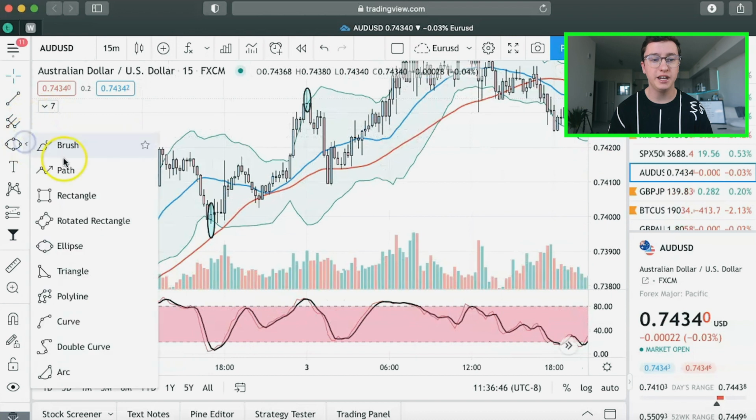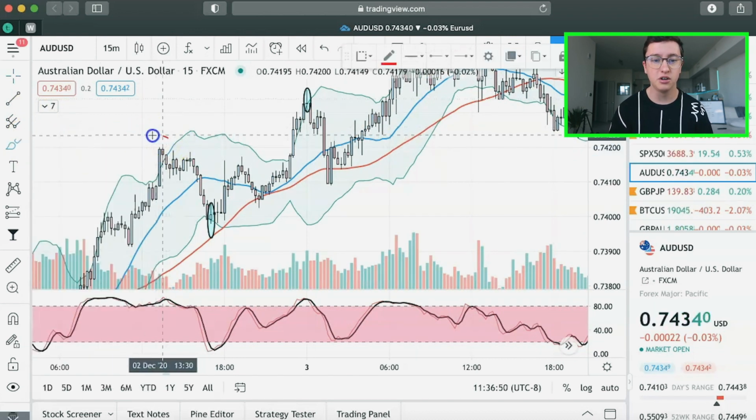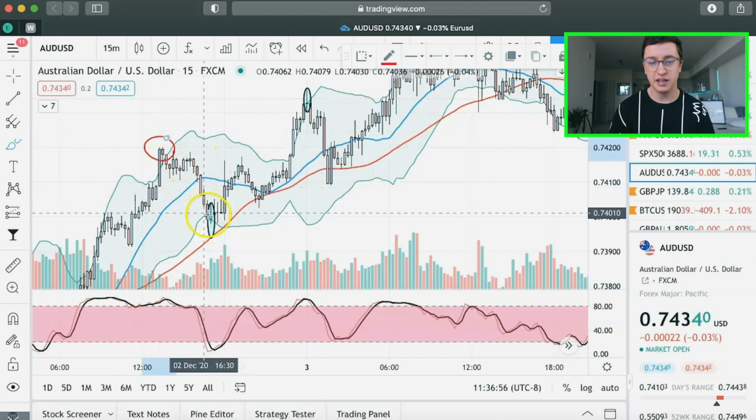Here's another example. We did have a doji or some sort of a candle that was going to be a reversal candle, but right here we had this really big push up outside the Bollinger Bands, came back in, and then escalated back down.